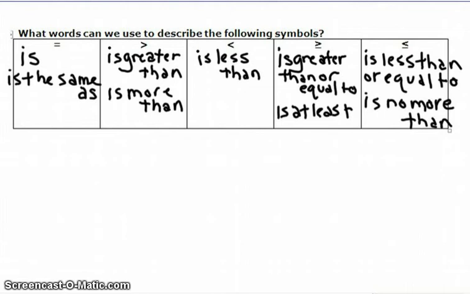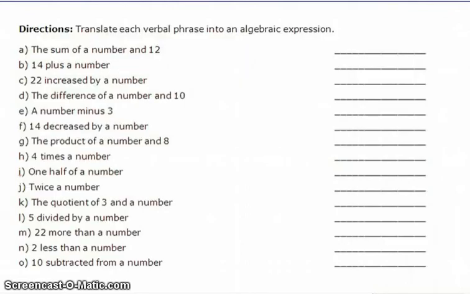more than. Okay? All of these words, notice that they have is in front of it. That's how you can tell the difference between an operation and a symbol. Okay? So let's try some examples. Here, we're translating each verbal phrase into an algebraic expression.